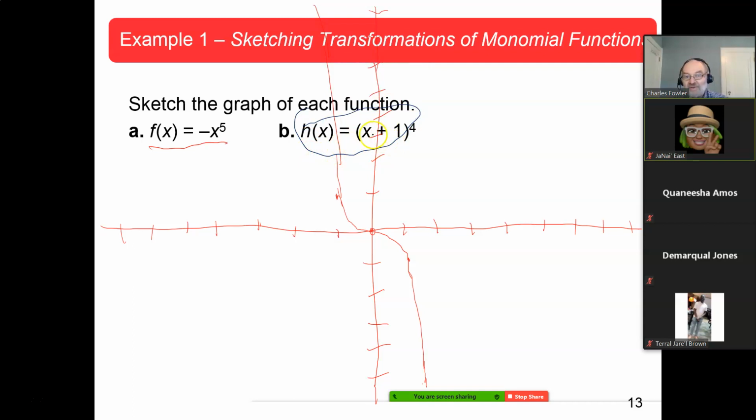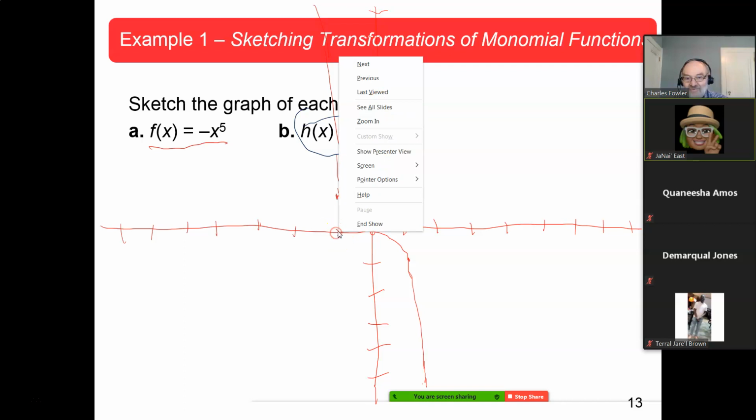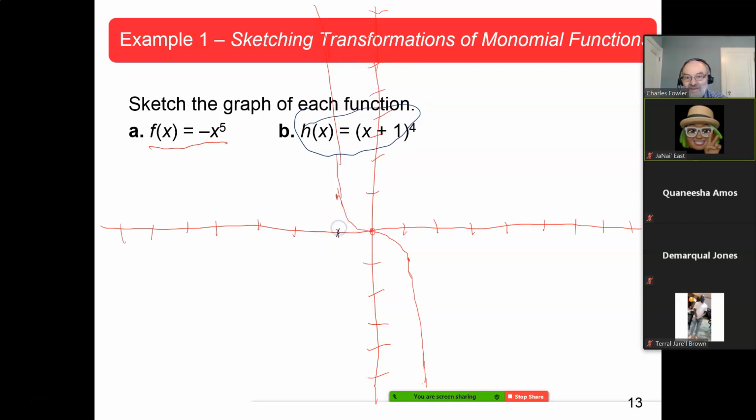Okay, what do we notice here? The x is moved. Now remember, anything dealing with x goes in the opposite direction, so it's a plus 1, so it moves to the left. So there's going to be our origin right there, so to speak, because when x equals minus 1, your y is 0. Minus 1 plus 1 is 0, raised to the fourth, 0, so the h is 0 right there.